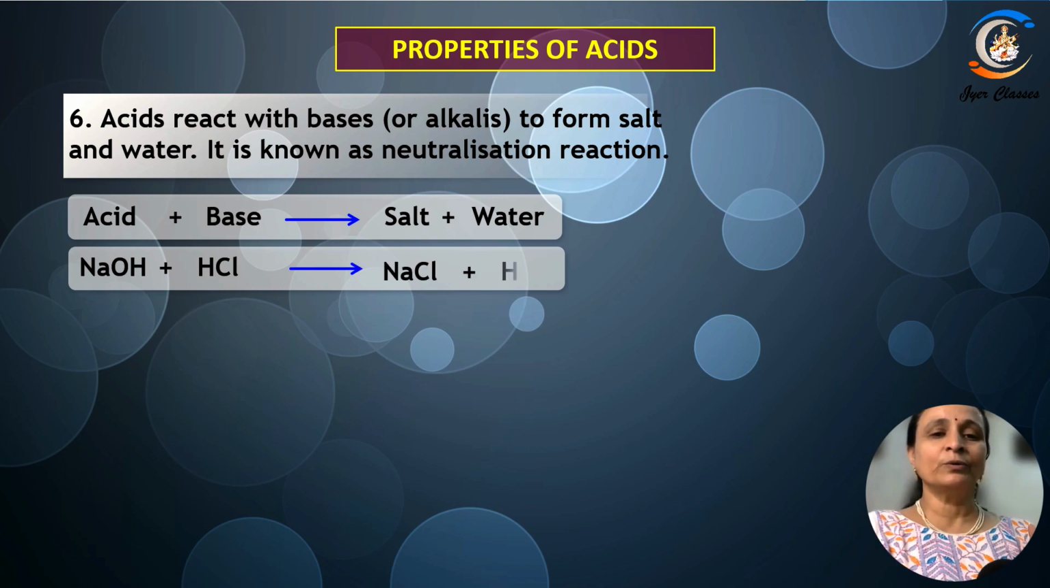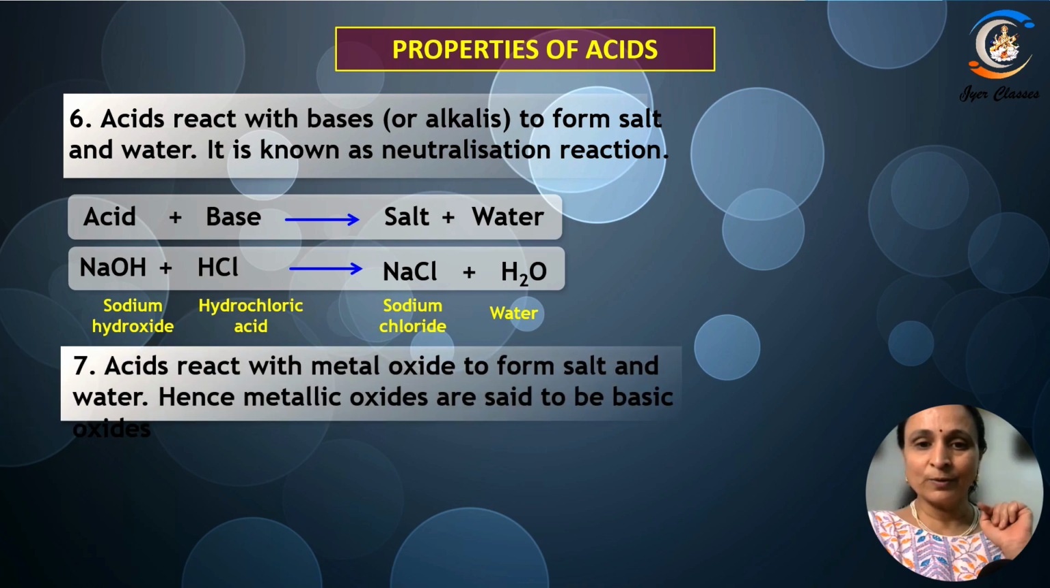NaOH plus HCl will give you NaCl plus H2O. The reaction is balanced. Balance it on your own. Let me know. Okay. Now sodium hydroxide plus HCl gives you NaCl plus H2O.